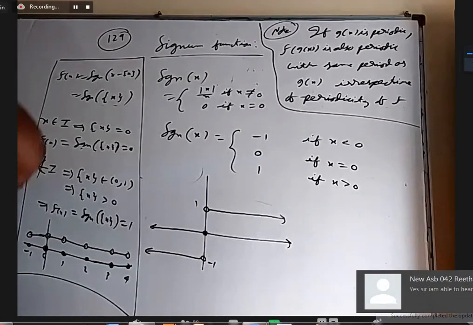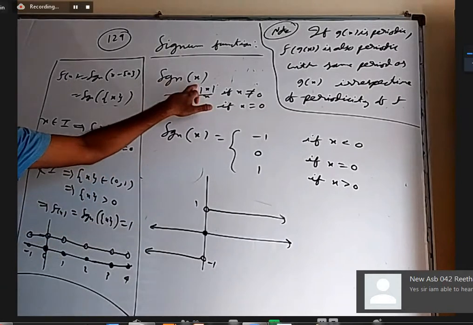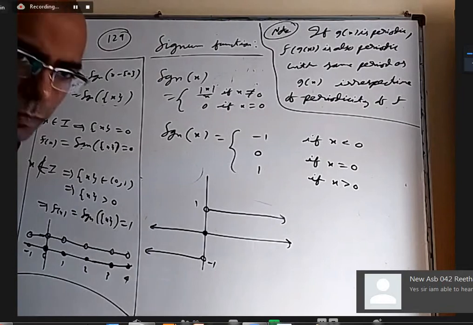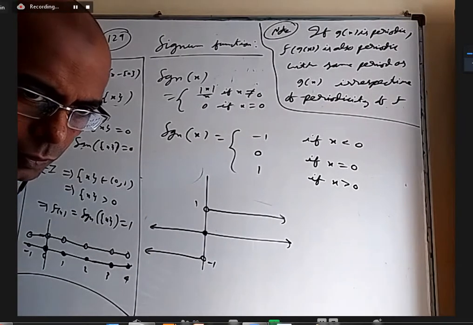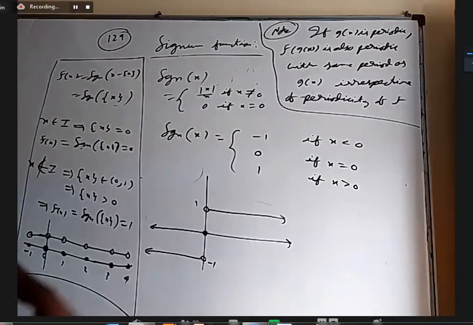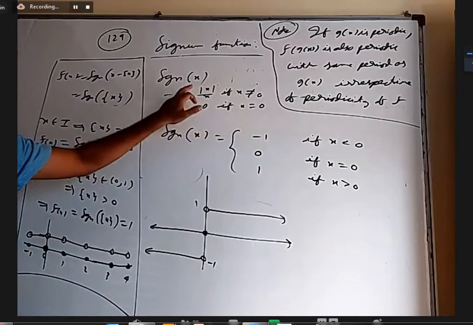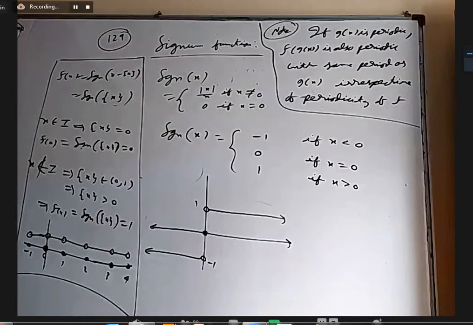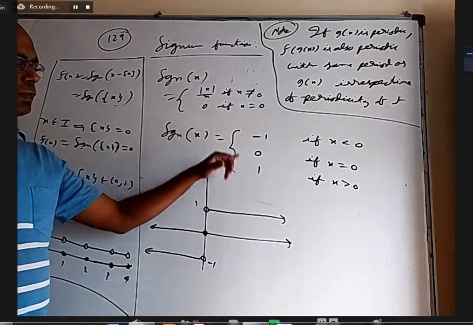So I'm saying a few things. First thing, sgn of x is the signum function. It is a new function. What is the definition? Whenever x is not equal to 0, it is mod x by x. Whenever x is 0, it is 0. They define it like that. Do not ask why. They just define it. Now this I can break into two parts.